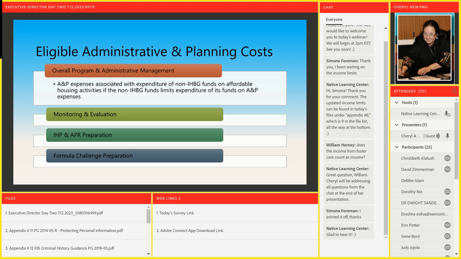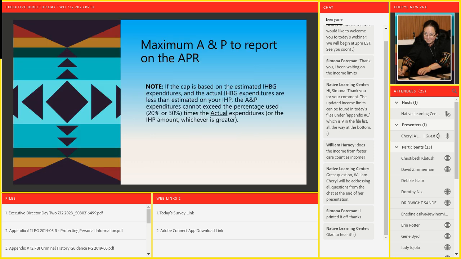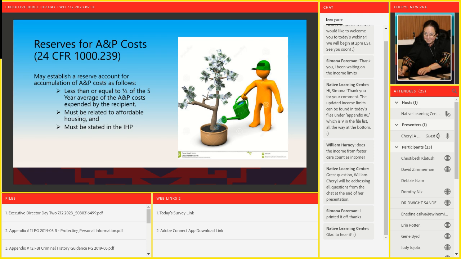We just went over your eligible and your administrative and planning cost, what they can be used for, depending upon your allocation. So your maximum AP to report on your APR, if your cap is based on your estimated expenditures and your actual expenditures are less than what you estimated in your IHP, those expenditures cannot exceed the percentage used, 20 or 30%, times the actual expenditures or your IHP amount, whichever is greater. Okay, so you have to make sure of that.